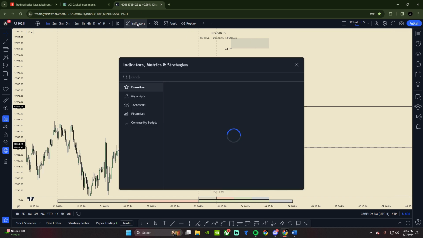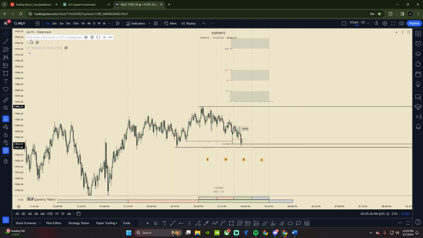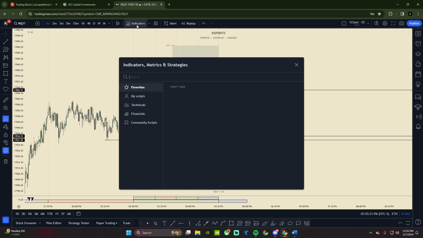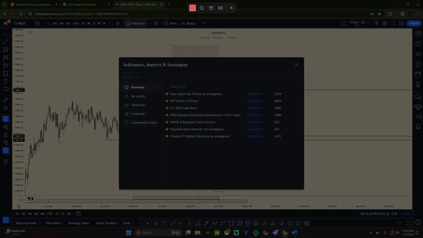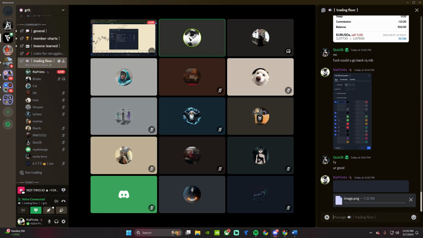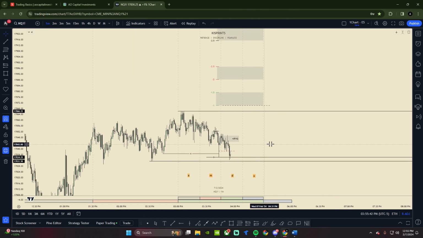Do the time cycle, the microcycle. Oh, it's an indicator. So it's gonna be this top one right here, Day Quarterly Theory by 2 Degrees. I only use two indicators constantly: the Quarterly Theory and Power of Three. That one I have on the hourly to also show where manipulation is on the hourly. Let me screenshot this as well so you guys can see. I basically only use the top two. I'm gonna send it in the chat as well so you guys can use those on your chart. Super clean, super simple. I don't really use any other indicators.